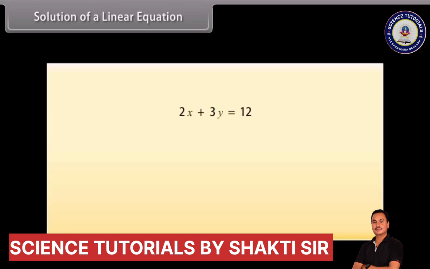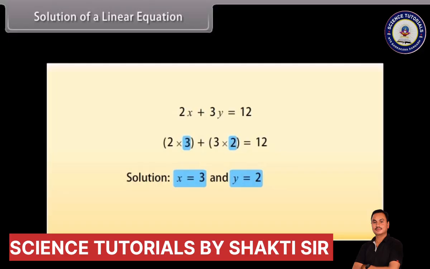Let us take the equation 2x + 3y = 12. Here x = 3 and y = 2 is a solution because when you substitute x as 3 and y as 2 in the equation, you find that the answer becomes 12. We can also write this solution as (3, 2), because the value of x here is 3 and the value of y is 2. Similarly, (0, 4) is also a solution because when you substitute x = 0 and y = 4 in the equation, you find that the answer becomes 12.